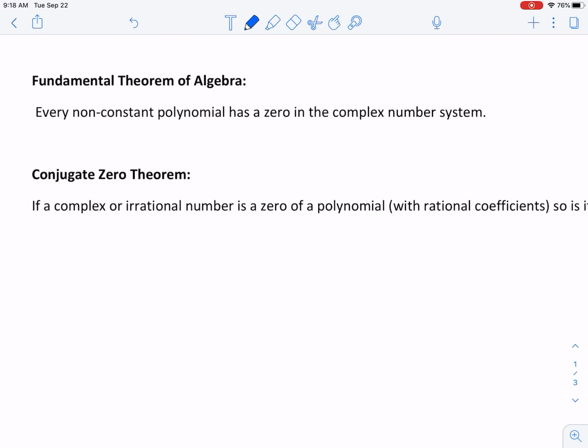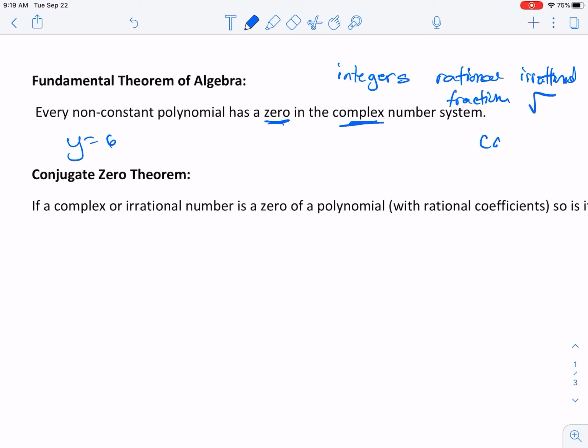All right, the fundamental theorem of algebra. It says every non-constant polynomial, in other words, y equals 6 doesn't count, has a 0 in the complex number system. There's some value. It can be complex means you have integers, you have rational, which are fractions, and you have irrational, which are square roots, and then you have complex, you have imaginary. Alrighty?